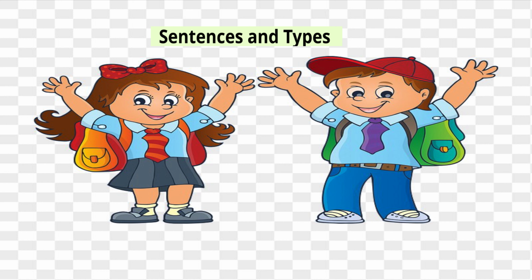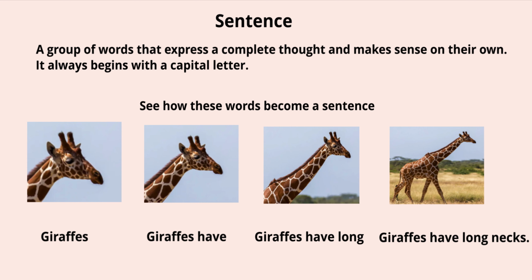Today we are going to learn about sentences and their types. Now let's see what a sentence means. A group of words that express a complete thought and make sense on their own. It always begins with a capital letter. Now let's see how these words became a sentence.